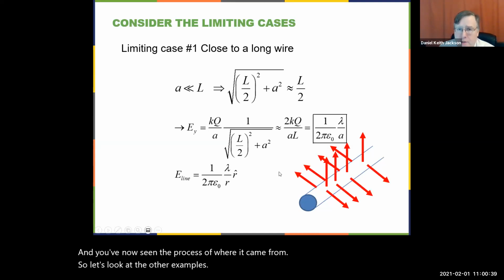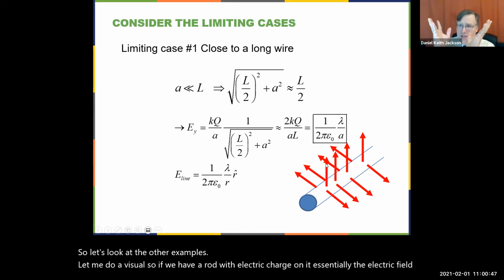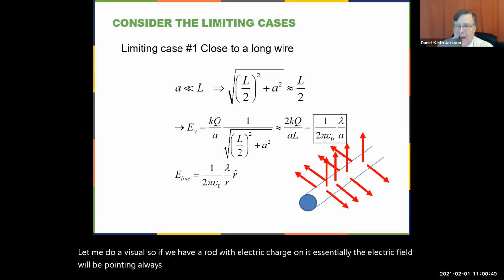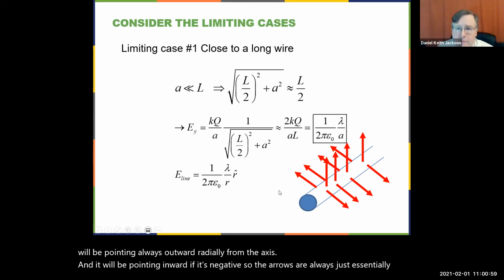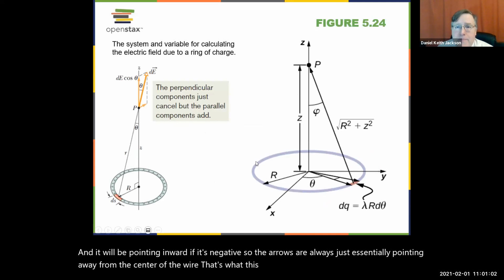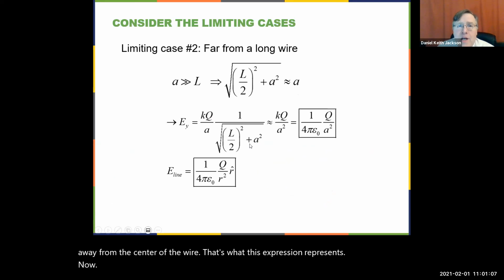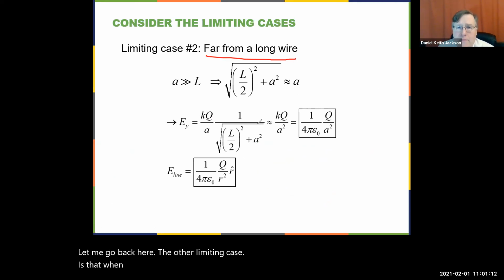Actually, let me do a visual. If we have a rod with electric charge on it, essentially the electric field will always be pointing outward, radially from the axis, and it will be pointing inward if the charge is negative. So the arrows are always essentially pointing away from the center of the wire. That's what this expression represents. Now, let me go back here. The other limiting case is that when you're very far from a long wire, it will essentially look like a point charge.